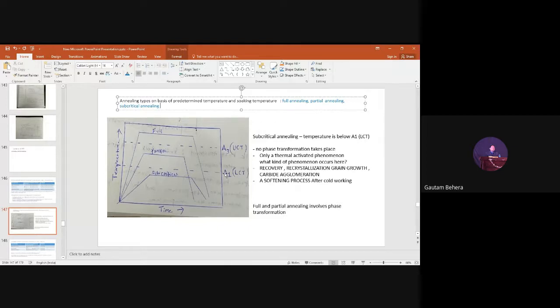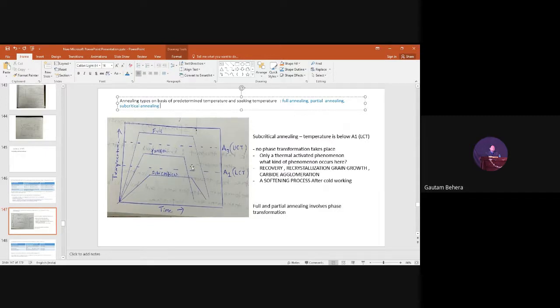This is A1. A1 is what? Lower critical temperature. And this is your A3, that is upper critical temperature. So subcritical annealing means the annealing is done below the A1. That means our predetermined temperature and soaking temperature is below A1, right?